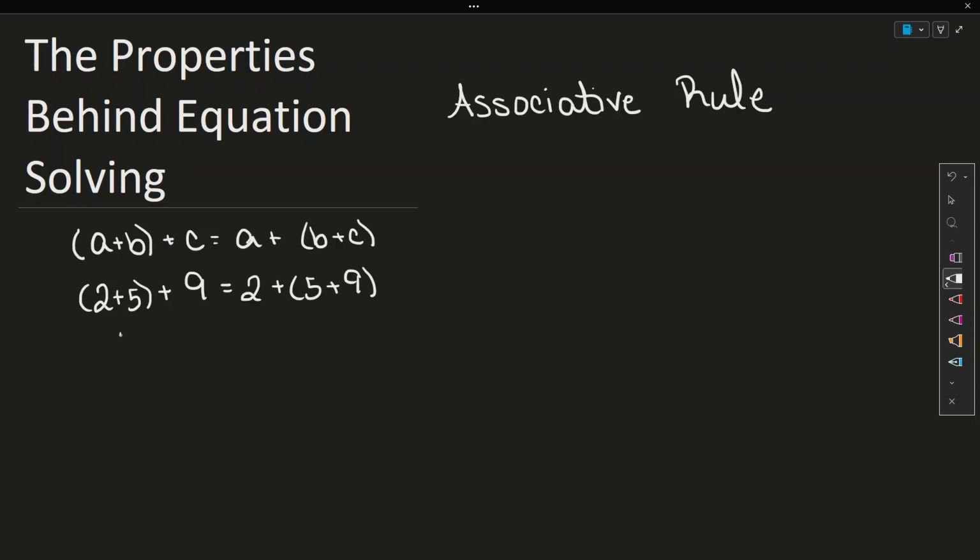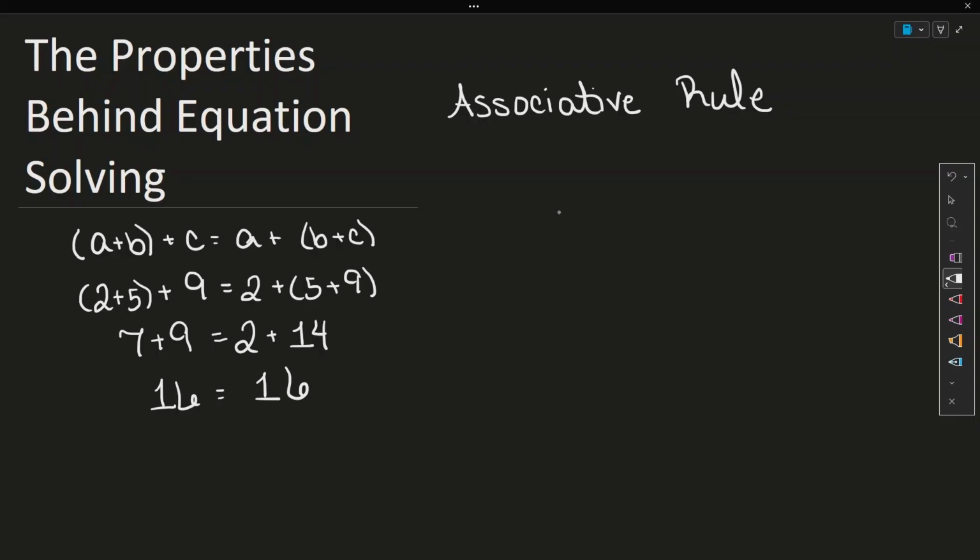Over here, we would have to do 7 plus 9, since we need to do parentheses first. Over here, we would do 5 plus 9 first to get 14. 7 plus 9 is 16, and 2 plus 14 is 16. So both sides equal 16.